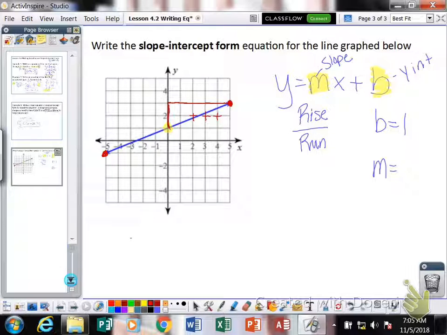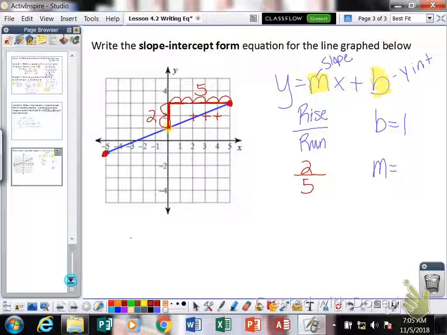So what did I rise? I'm looking at the vertical change. I went 1, 2, so that's 2. So my rise is 2. Then I ran, so my horizontal change, I ran 1, 2, 3, 4, 5. So basically the units.